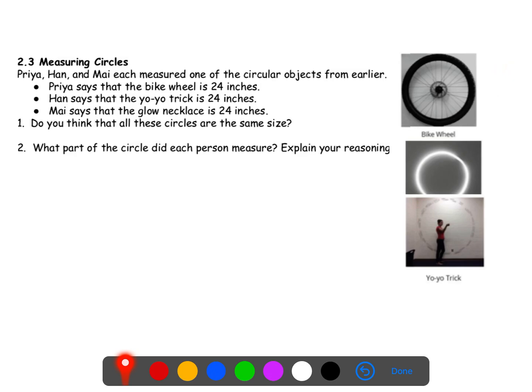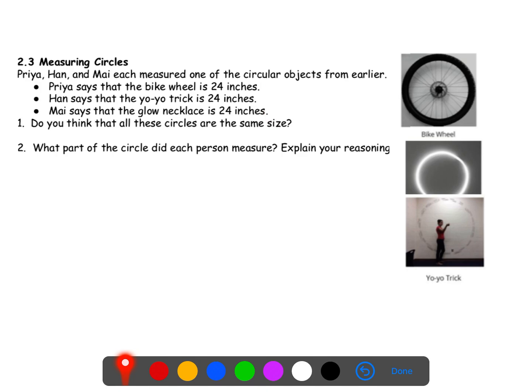Priya says that the bike wheel is 24 inches. Han says the yo-yo trick is 24 inches. And May says the glow necklace is 24 inches. Do you think all these circles are the same size? Now, it certainly appears so if they're getting measurements that are all the same length of 24 inches.